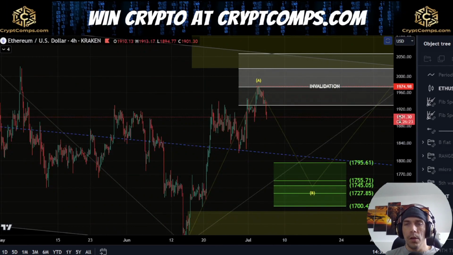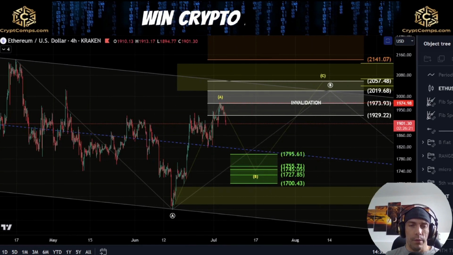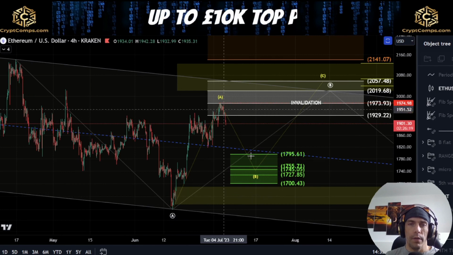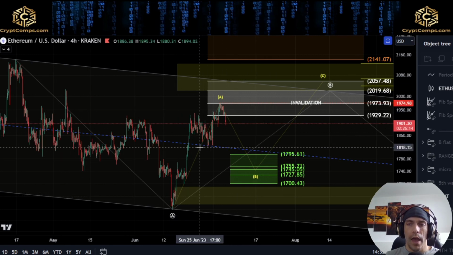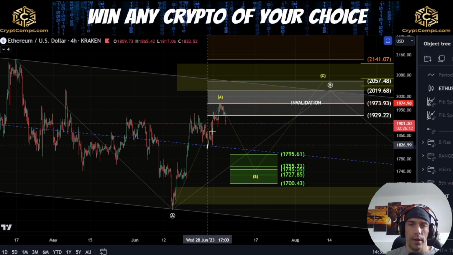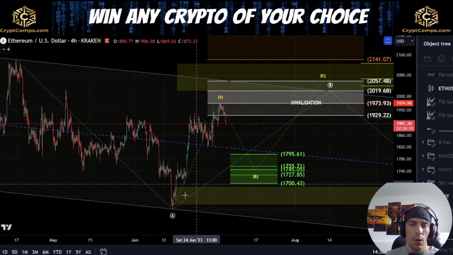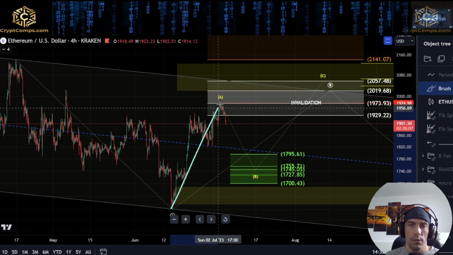So this could be a completed move here, and this move could either be an A wave or a C wave. Now, if this is an A wave, what we could actually have here is, instead of looking at that idea of having an additional 5-wave move, if we break down and actually lose this 1818 level, which would invalidate that idea of that continuation, what I'd then be looking for is the potential that this could be an A wave.